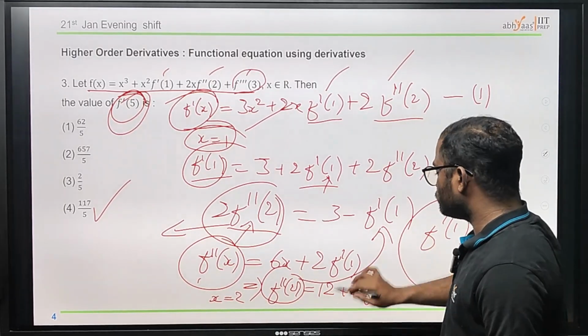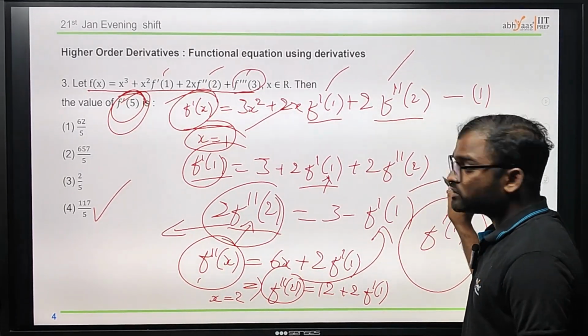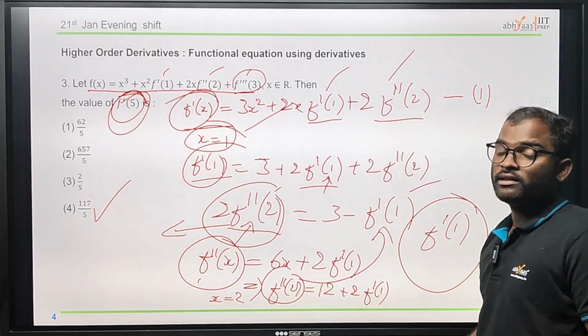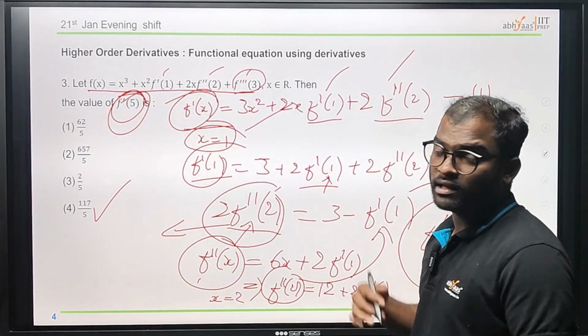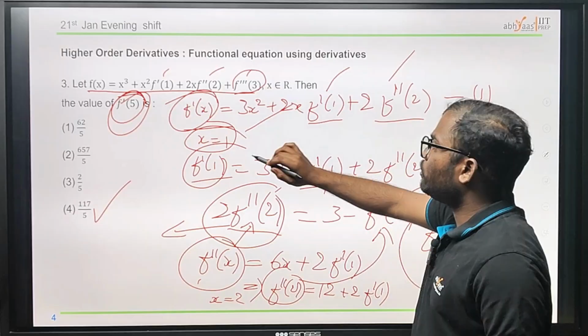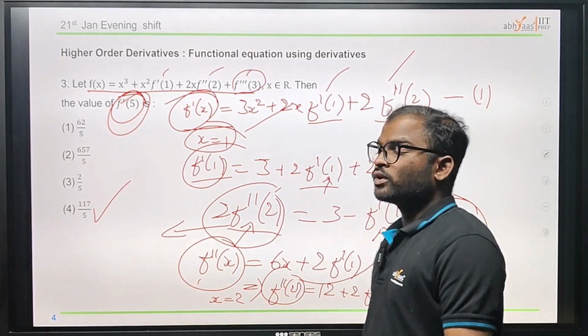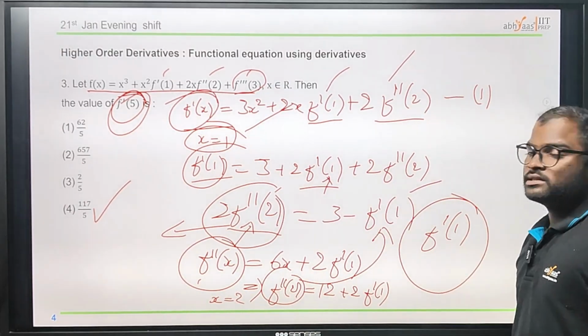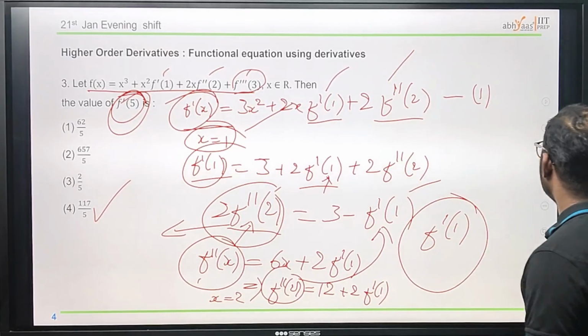You can solve these two equations to find either f dash of 1 or f double dash of 2. If you get either one of those, you can easily find the other as well. After finding that, substitute in this equation to find f dash of 5. Therefore our answer will be 170. It's like 1175 divided by 5.